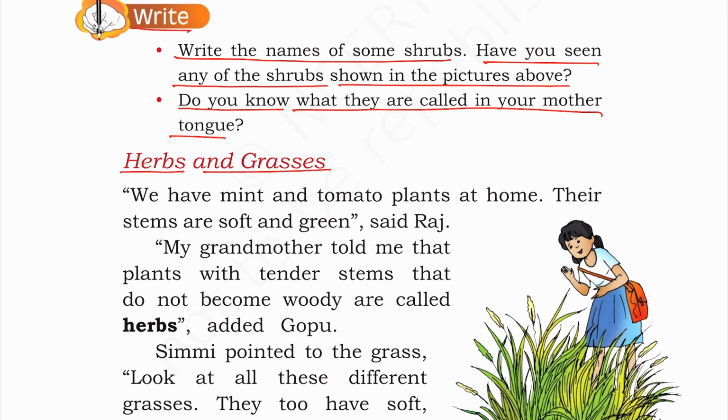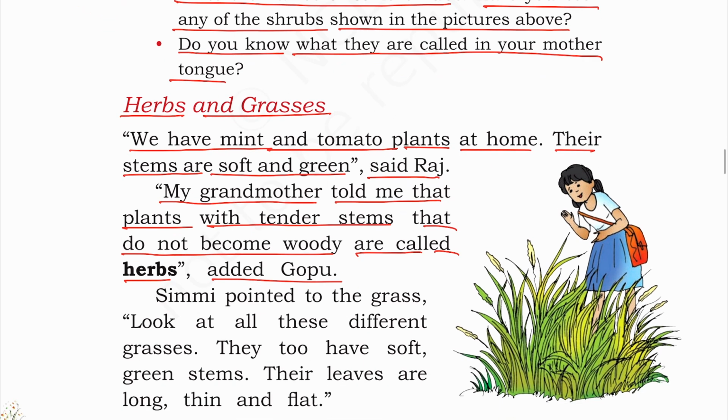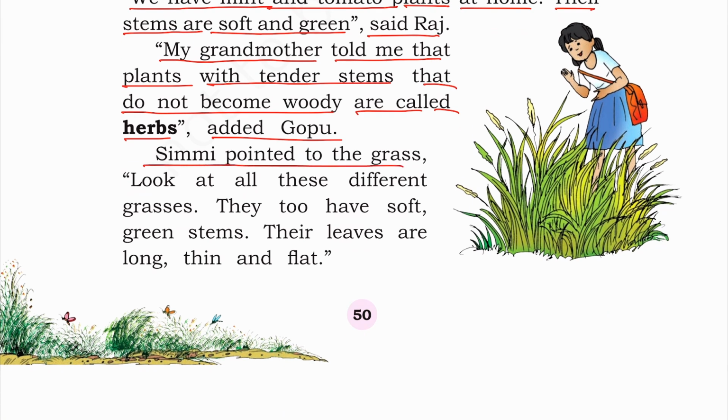Herbs and grasses. "We have mint and tomato plants at home. Their stems are soft and green," said Raj. "My grandmother told me that plants with tender stems that do not become woody are called herbs," added Gopu. Simi pointed to the grass. "Look at all these different grasses. They too have soft green stems. Their leaves are long, thin, and flat."